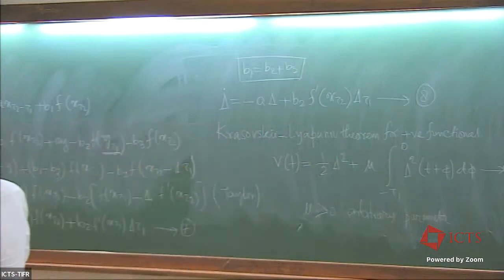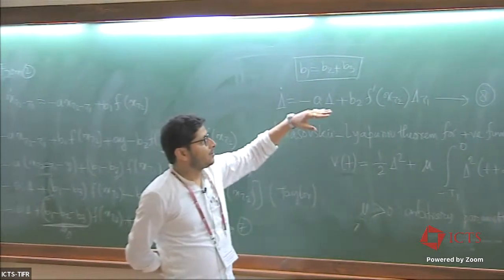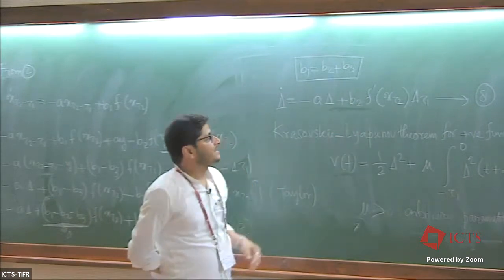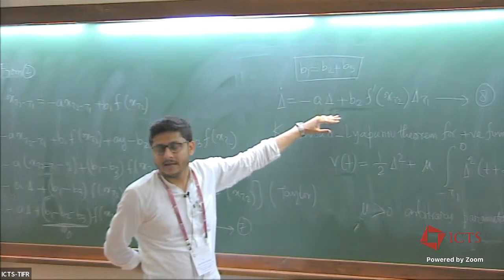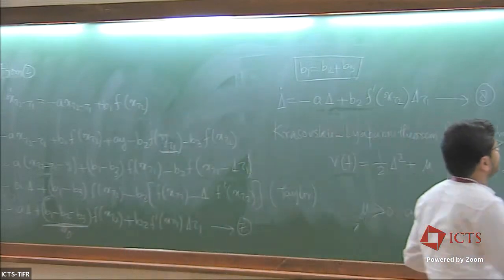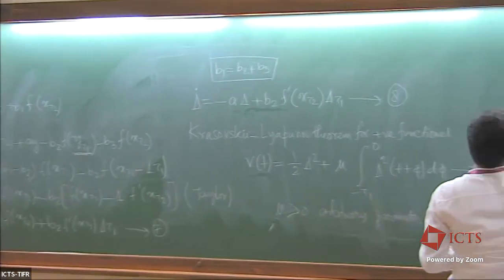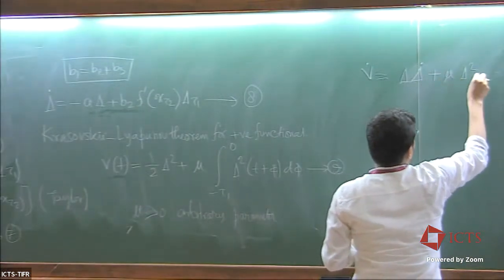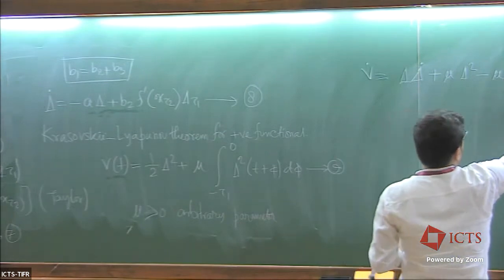So if we can show that the derivative of the functional is negative along the origin of this, then we can say the origin is stable and the synchronization is stable. Okay, so let's do that. We are doing V dot is equal to actually delta delta dot plus mu delta square minus mu delta tau 1 square.